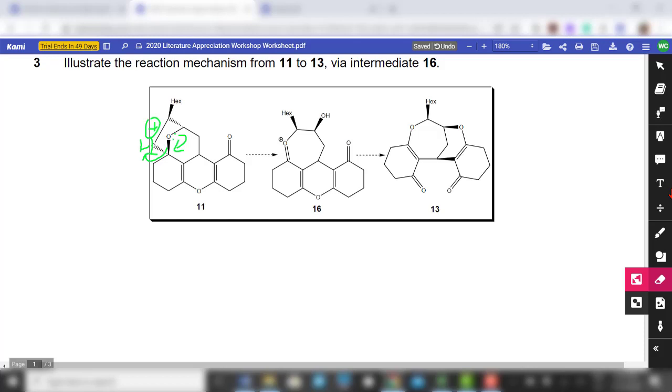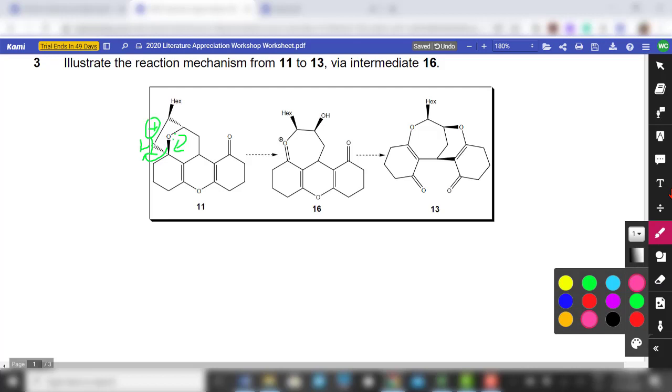And after you have formed 16, how do we ensure that we are going to reach 13? You realize that there is a hidden electron source here. This hidden electron source, the lone pair, will just come in like this. That is how this particular portion is being formed. So with this illustration, I hope you are able to see how this particular portion can be formed.